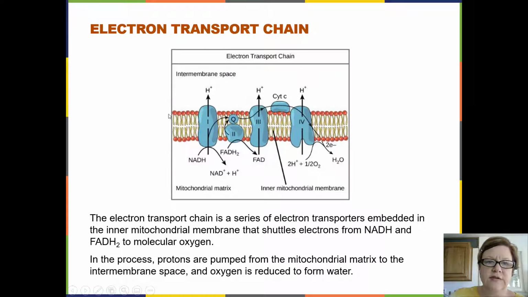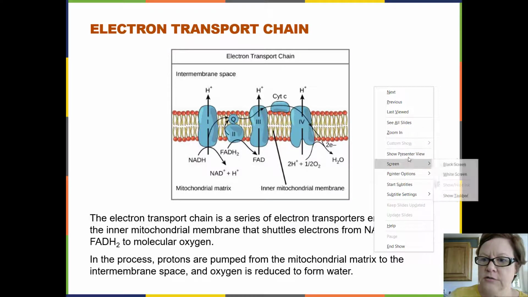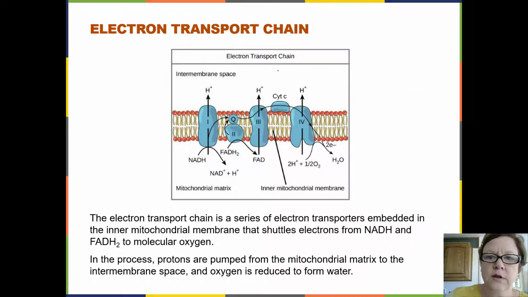So here is kind of a diagram of the electron transport chain. You can see the inner membrane is shown here, the phospholipid bilayer, and you can see the way they have this oriented. The intermembrane space is up above and the matrix is below. Of course, you could flip this and look at it the other direction, but that's the orientation of this image. So the intermembrane space has a lot more hydrogen ions. So you want to imagine the gradient, a lot of hydrogen ions up here and not as many in the matrix.